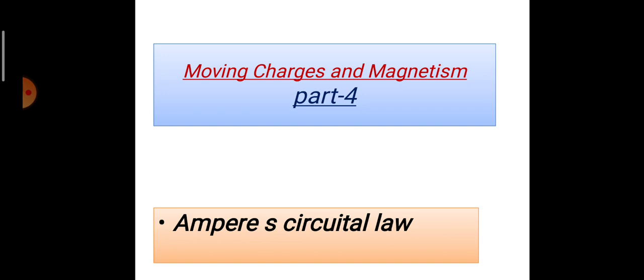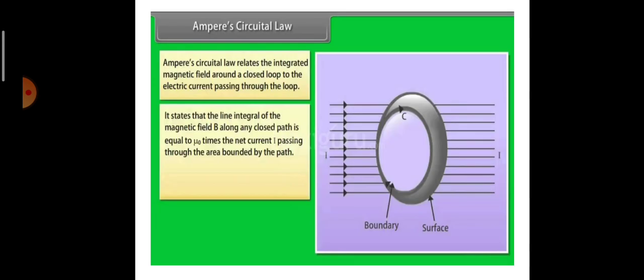In this module, we will be learning about Ampere's circuital law. Ampere's circuital law is analogous to Gauss's law in electrostatics. Ampere's circuital law relates the integrated magnetic field around a closed loop to the electric current passing through the loop.